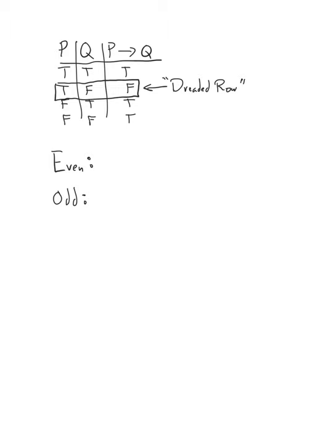All right. In this section, we're going to talk about proving conditional statements, or if-then statements. As a quick reminder from our last video, this whole idea of the dreaded row in an if-then statement where the if part is true and the then part is false, that's the only time where the if-then or conditional statement is false. So we're trying to show that that will never happen. That's the idea of proving an if-then statement: avoiding this dreaded row.